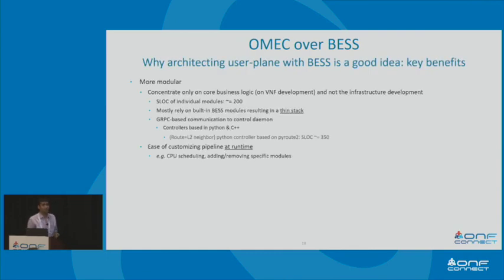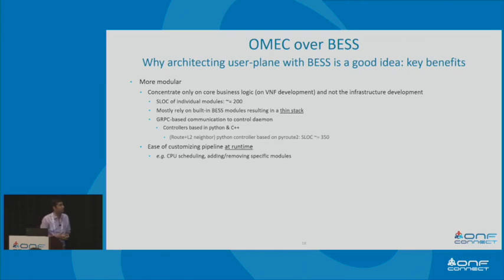Okay, so why is moving the OMEC SP Gateway user plane to BESS a good idea? I've already summarized some of the key features that BESS is providing by default. The overall architecture becomes much more modular with the BESS version of the SP Gateway user plane. A developer only has to concentrate on the core business logic and not worry about infrastructure development.